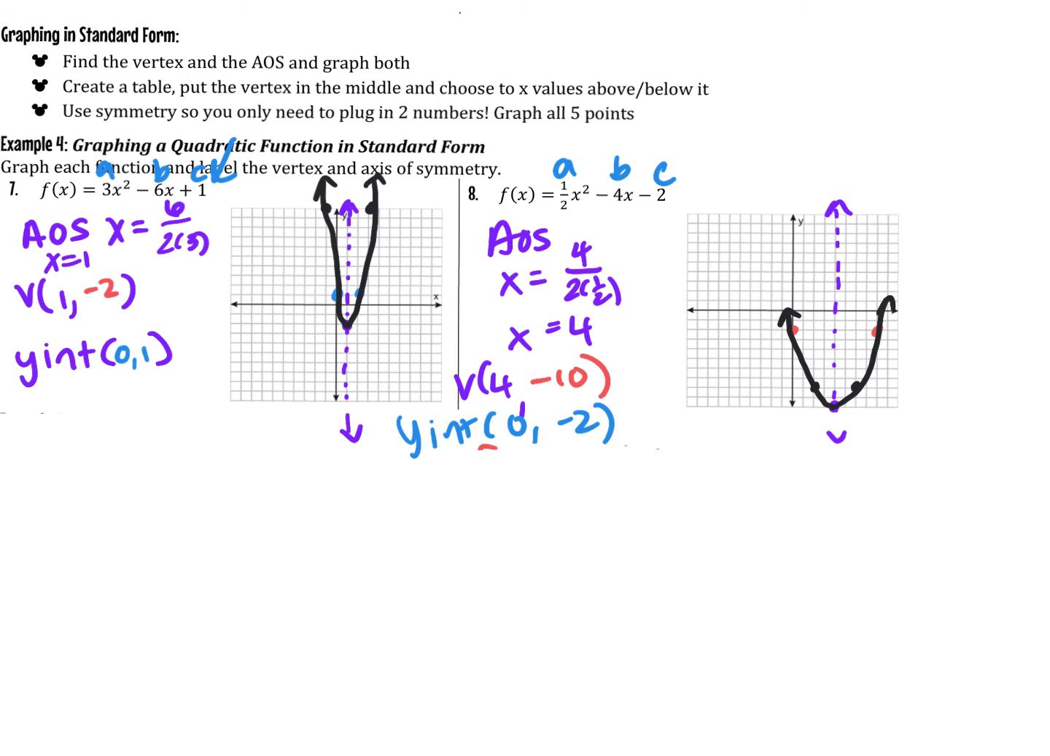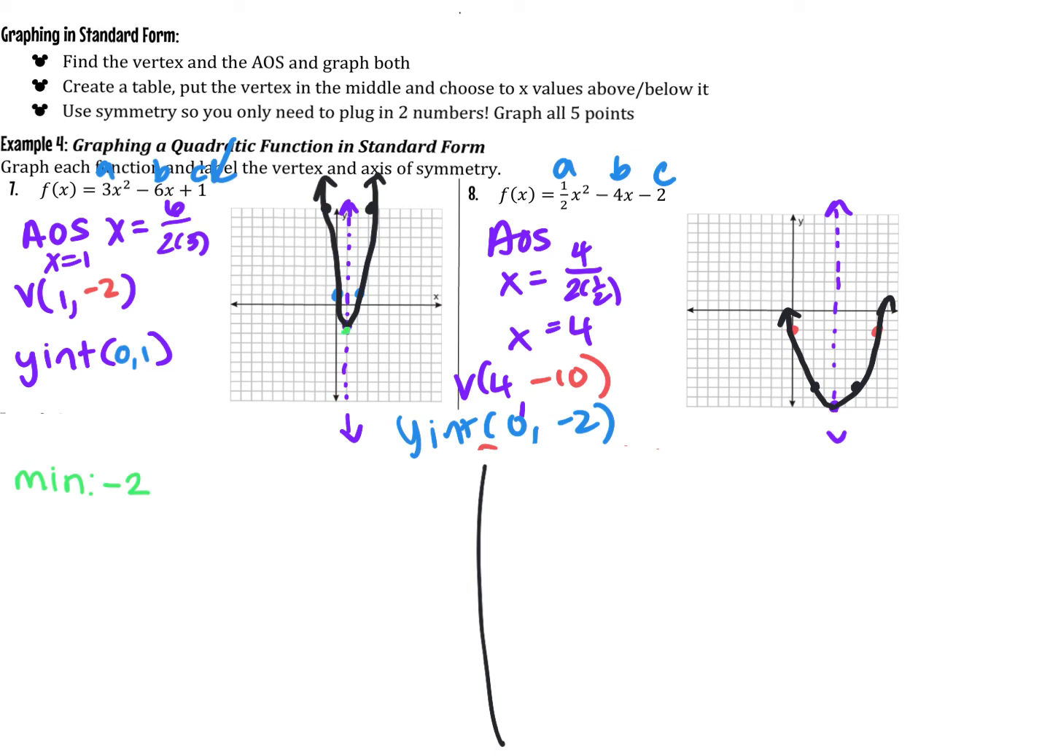So if we look at number 7, the first question I want to ask you is: is the vertex the maximum or the minimum? Is it the highest point or the lowest point? And hopefully you can recognize that it's the lowest point. And if I ask you what the minimum value is, what I'm asking you is what is the lowest this function ever goes? And that's going to be the y value of the vertex. That's going to be negative 2.